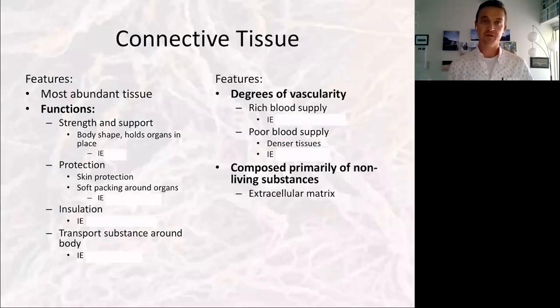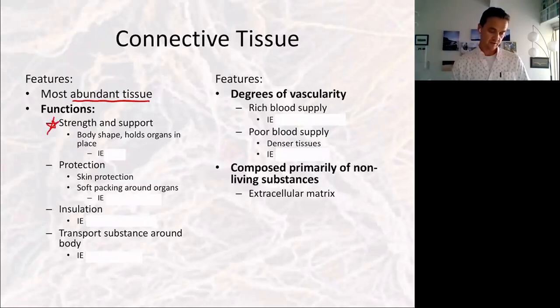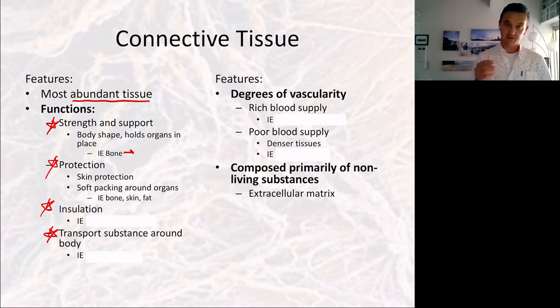Okay, so a few features of connective tissue here. It is by far the most abundant tissue in the body. Its main functions are strength and support, protection, insulation, and transportation of substances around the body. Strength and support, an example of that is our bone. Protection, examples of that are our bone, our skin, our fat. Part of our skin is epithelial, part of it is connective tissue.